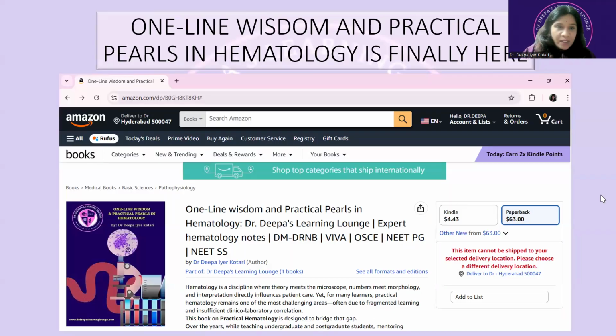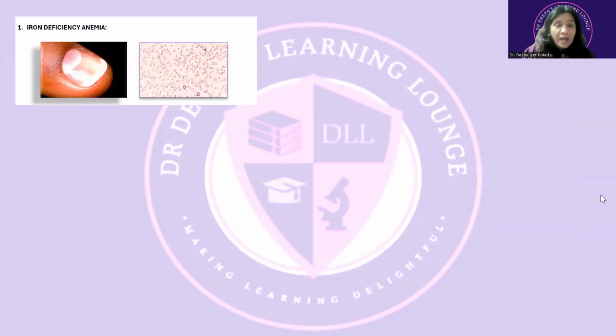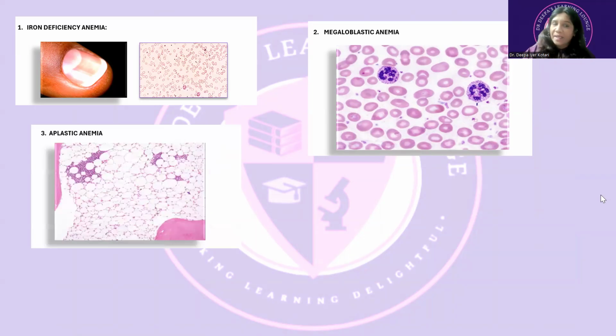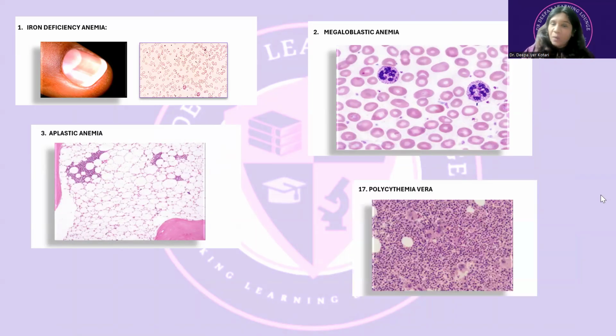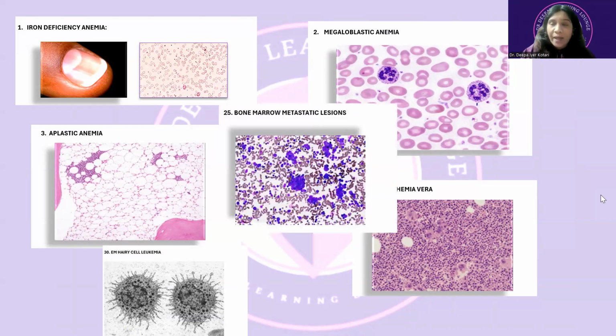This is the cover page as it looks on the Amazon website. In the high yield microscopy section, you will have high yield images like these. This is the koilonychia of iron deficiency anemia, and this is what the peripheral smear will look like. This is megaloblastic anemia with hypersegmented neutrophils. This is aplastic anemia, where fat spaces have occupied almost the entire marrow. This is polycythemia vera. This is the electron microscopy of hairy cell leukemia. You'll have many such high yield images through the entire book.